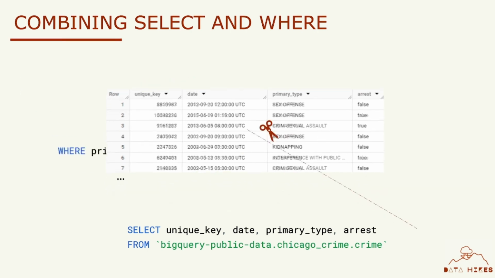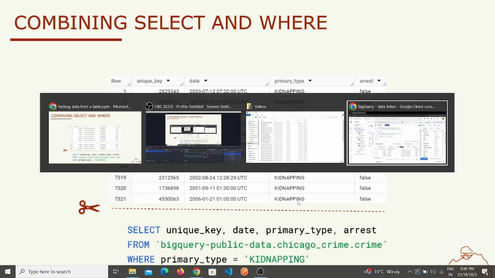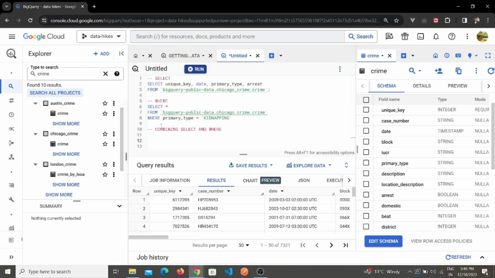What happens when that comes in? That comes in, the number of rows goes down from 7.9 million to 7,000 something, because these 7,000 rows are the only cases where the condition primary type kidnapping was met. So you can see in this result, all the values in the primary type column are kidnapping, because those are the only rows that we told SQL we want to see. And this is how you combine the select and where statement. Now let's run this and see how it works. So basically, we're actually just using a combination of these two.